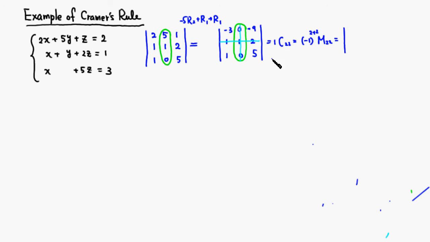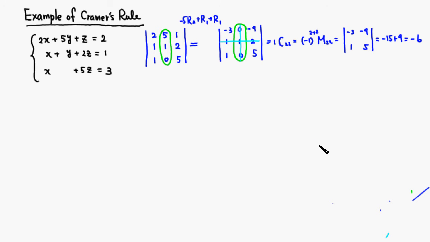which is equal to, so that's going to be positive. So the minor would be -3, -9, 1, 5. So it's going to be -3 times 5 is -15 minus -9 plus 9. So it's going to be -6. So the determinant of the coefficient matrix turned out to be -6.